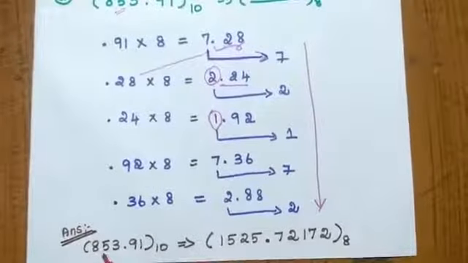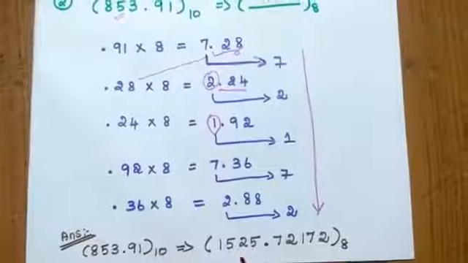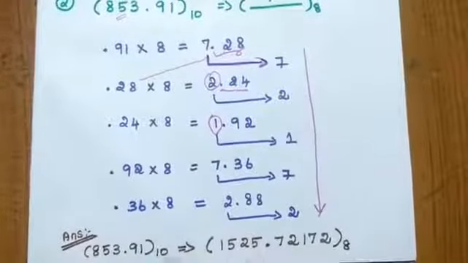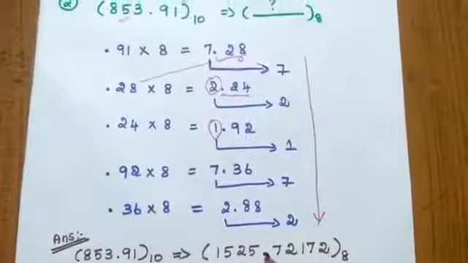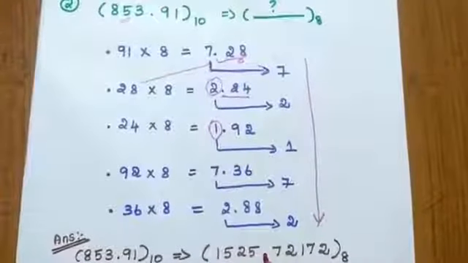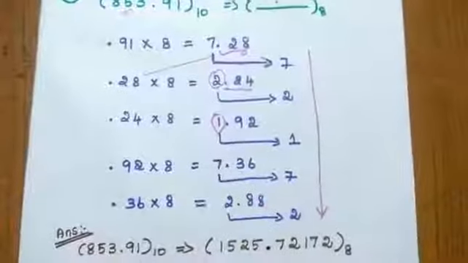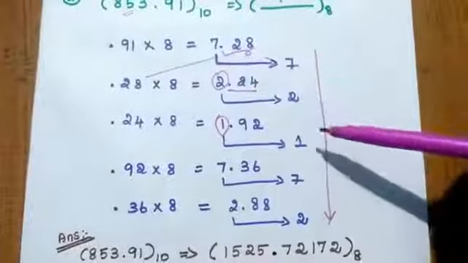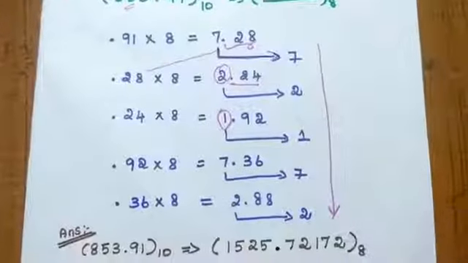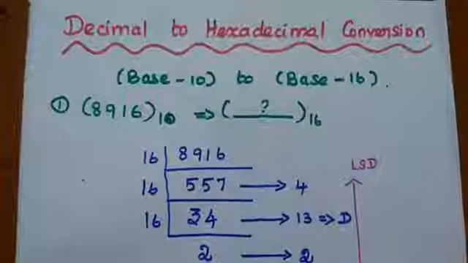So here we can write the decimal number 853.91 as an octal number. For this 853 we have already got the value 1525. So we can write 1525 dot, that is the radix point, and then we start from top to bottom for this fractional part. So 0.91 can be written as 72172. Okay, so this is how we can convert decimal to octal.